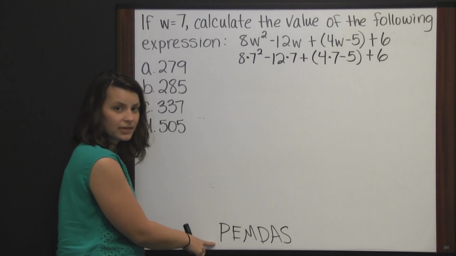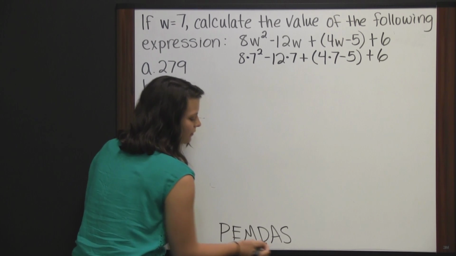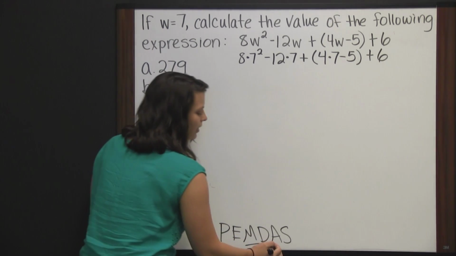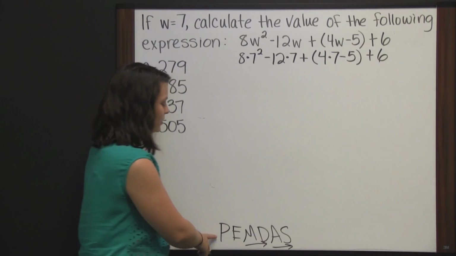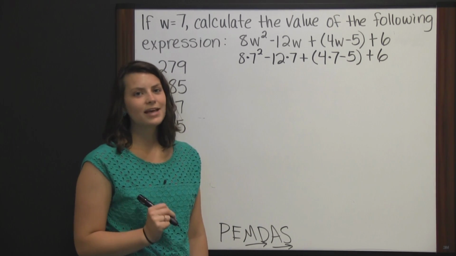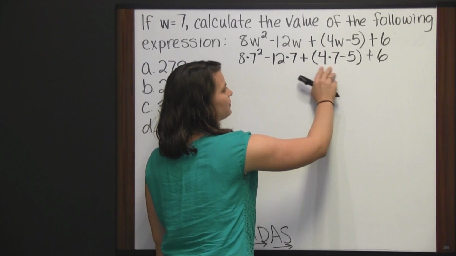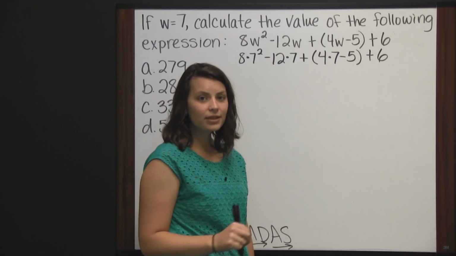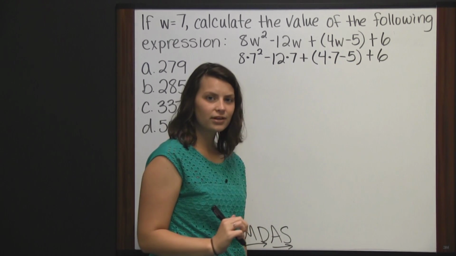We start with parentheses, then exponents, then we multiply and divide from left to right, and finally we add and subtract from left to right. So that means we need to start with anything inside parentheses. Here we have a couple of different operations inside our parentheses. We have multiplication and subtraction.